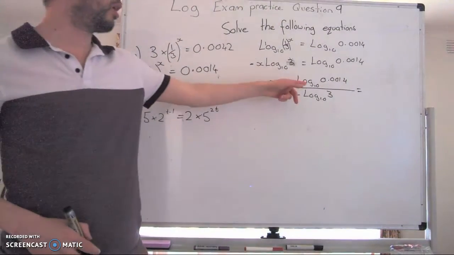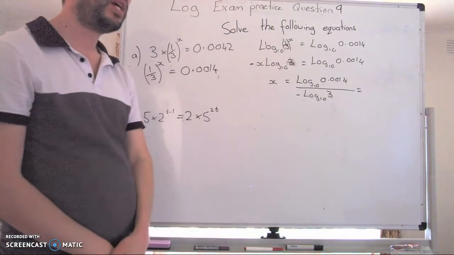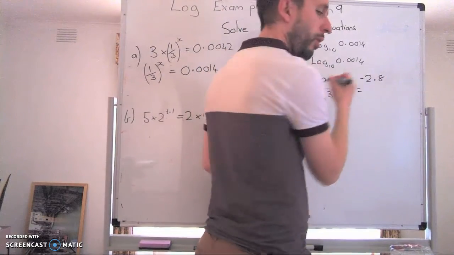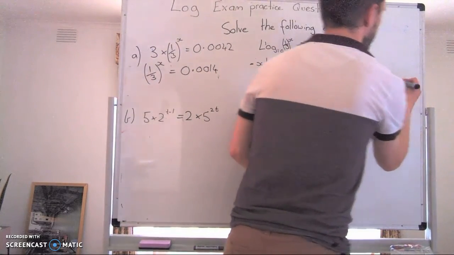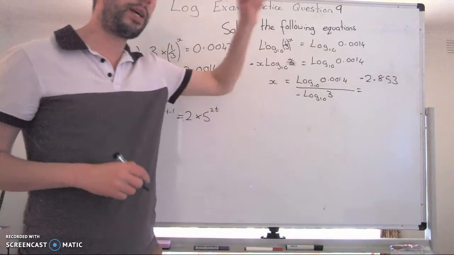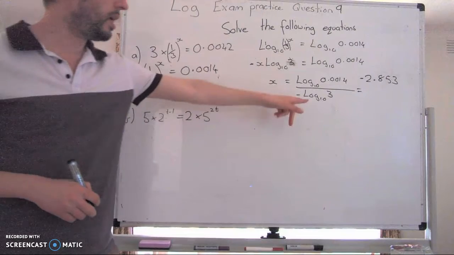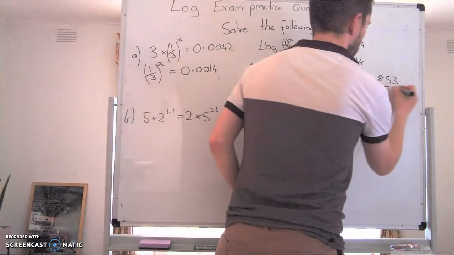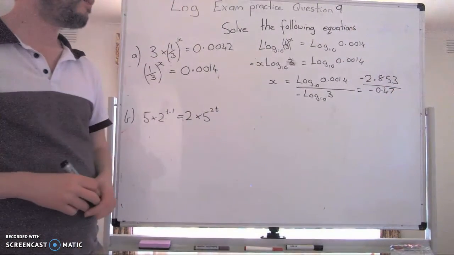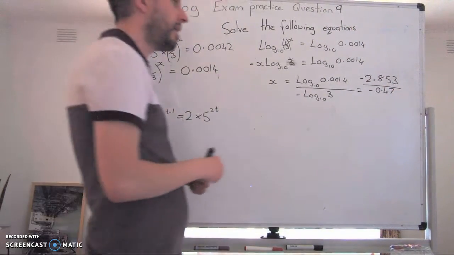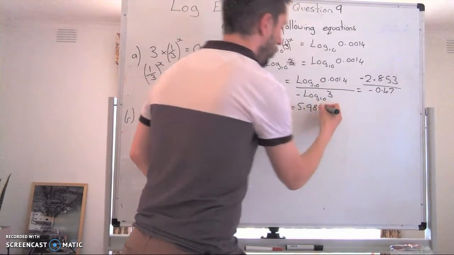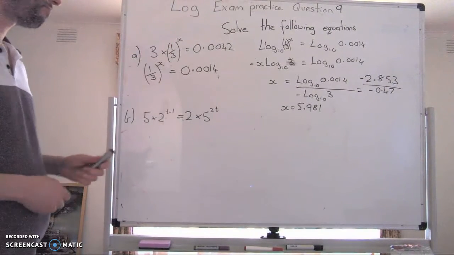So I know that log base 10 of 0.0014 is negative 2.853. I've already just typed that into my calculator. Likewise, I know log base of 10, 3 is positive 0.47. That's timesing with a negative, so it is negative 0.47. Now, if I divide that, the negatives cancel, and I get a positive for my x value, which is 5.981. So that is my power.